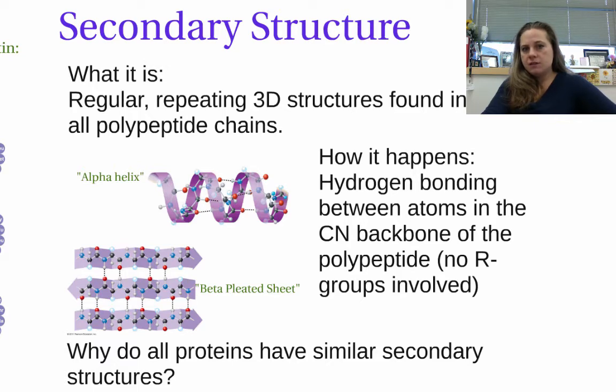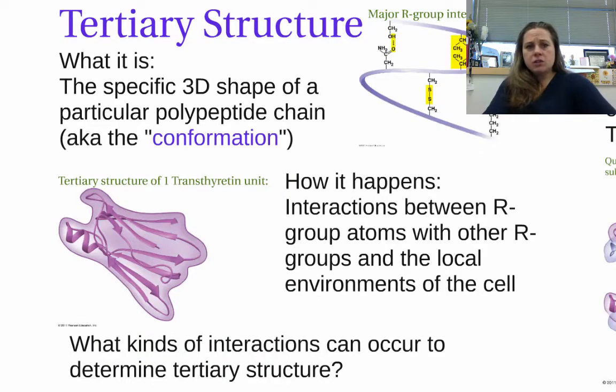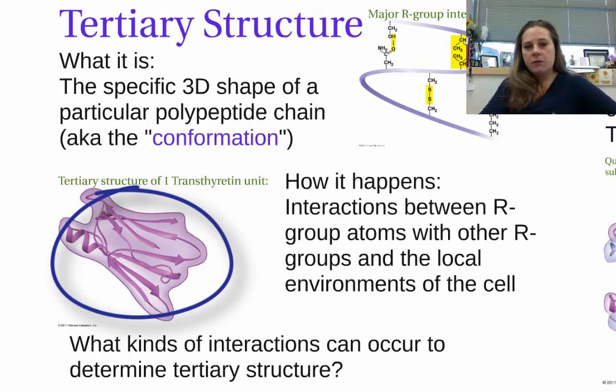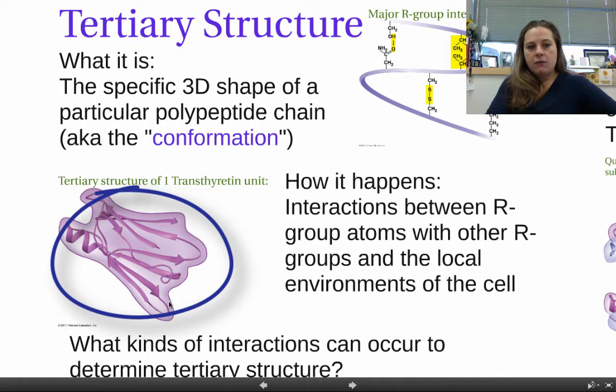Where the interesting stuff happens, as we head into tertiary, is we start to get that very specific shape that's going to form that makes one protein very different from another. That chain begins to take those alpha helices and those beta sheets, and they twist and fold. Now interactions between our R groups begin to happen. Here we get back to that transthyretin unit, and you can see that from that initial primary, we now have the tertiary.